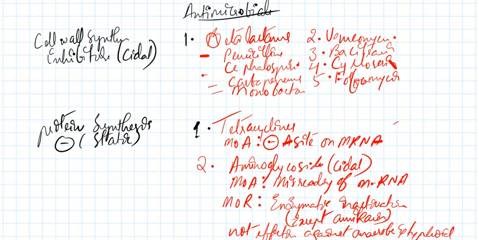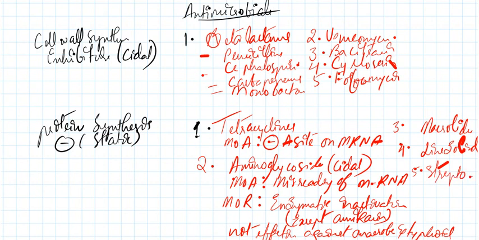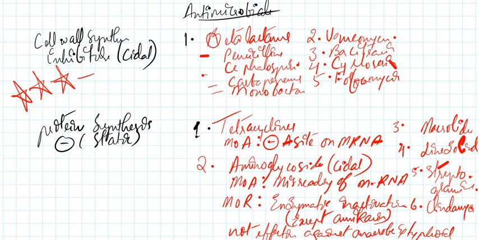Now some other classes which are bacteriostatic, that is macrolides. Macrolides means erythromycin, roxithromycin, clarithromycin. Then linezolid. Linezolid is a higher end antibiotic. Remember, linezolid. Next one is streptogramins. Next one is clindamycin. So this table is very important. It can be a potential MCQ in INICET or NEET PG also.